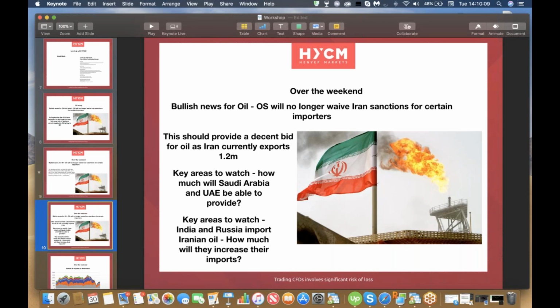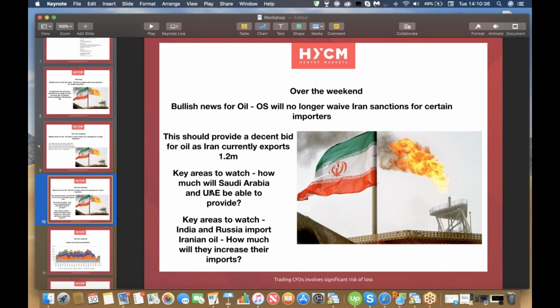That's what we've been expecting, with Iran currently exporting about 1.2 million barrels. And the key area to watch that I highlighted last week was how much Saudi Arabia and the UAE will be able to provide. That's the issue. In other words, if the Iranian oil supply is cut out of the market, will Saudi Arabia just be able to replace that instantly? So we'll be looking at some of those questions, which have been partly answered, and we'll see how the market has been responding.